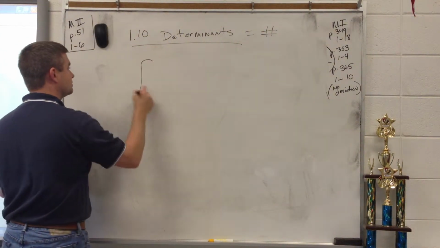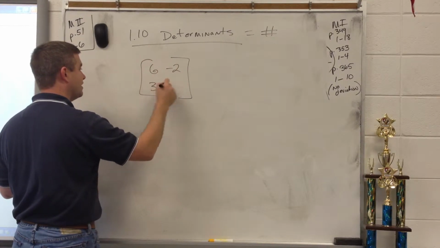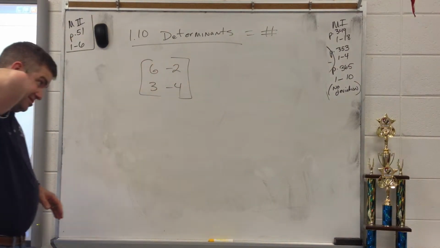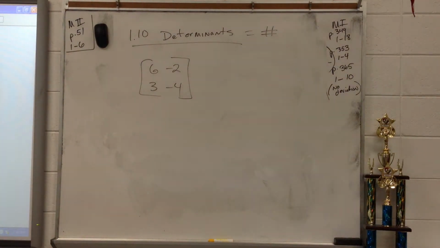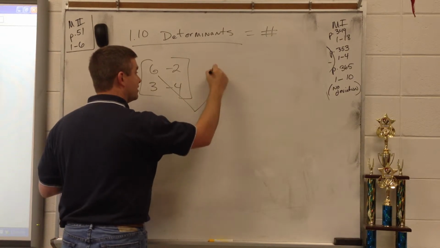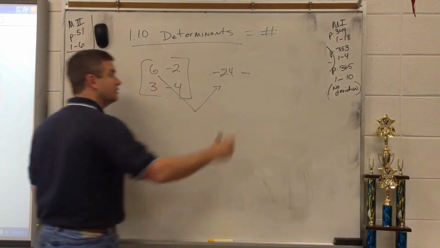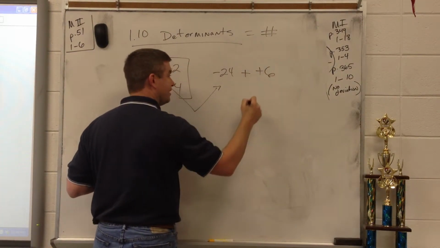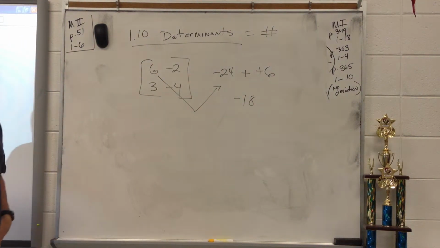All right, try this one. 6, negative 2, 3, negative 4. Got some negatives in there now. Which number goes first? Negative 24 or negative 6? Negative 24. These two multiply and go there. Negative 24 minus, then what goes? Negative 6. Keep it, change it, flip it. Those change, and my answer is negative 18.